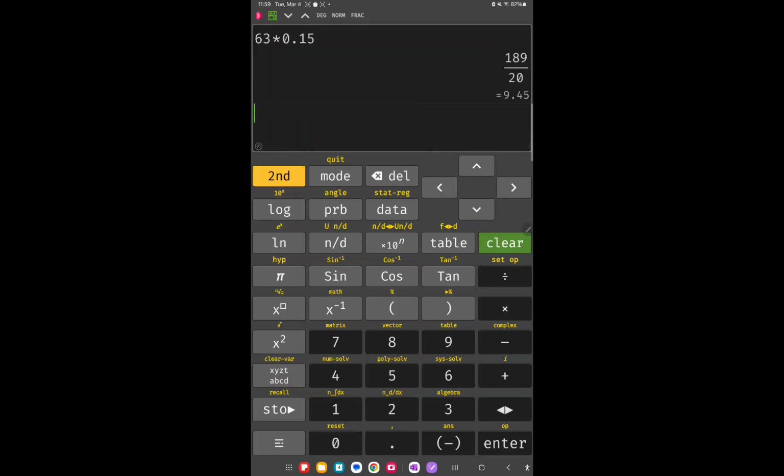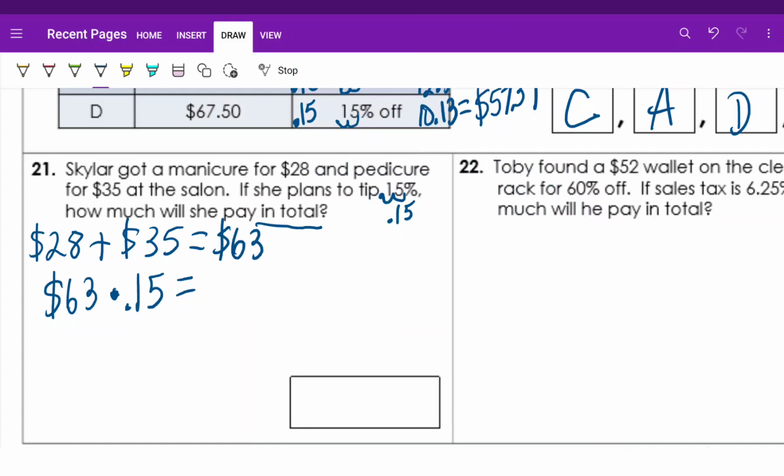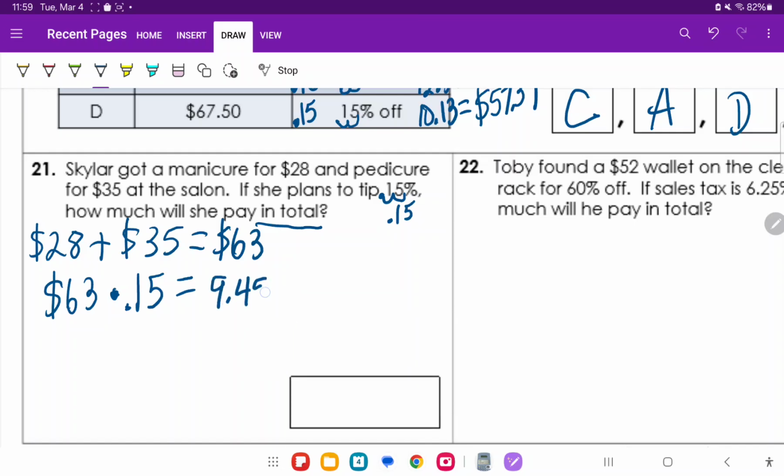And that's going to give you $9.45. So that is the amount of the tip. Okay. Now we need to add those together, right, to get the total: 63 plus that 9.45.